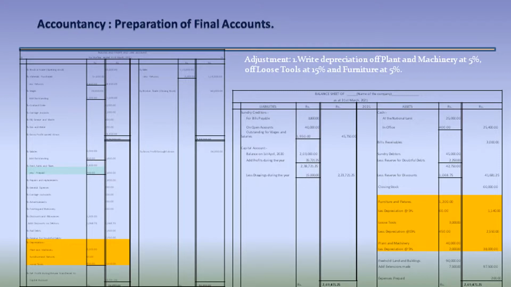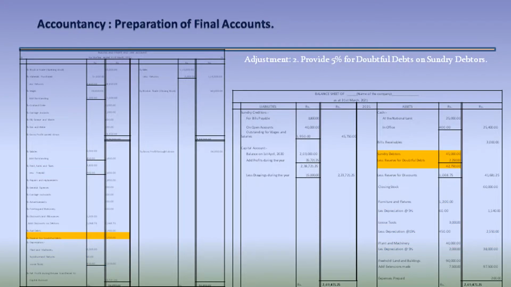Similarly, loose tools cost 3,000 less depreciation 15% 450. The net amount 2,550 in the outer column. Plant and machinery cost 40,000 and the depreciation 5% comes to 2,000 rupees. Net 38,000 in the outer column.